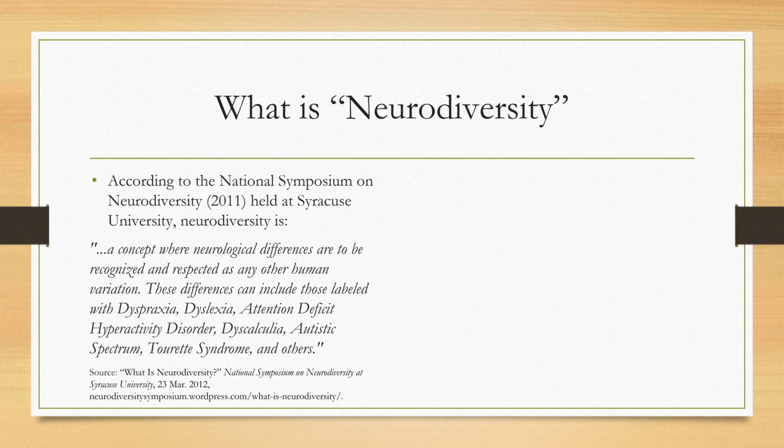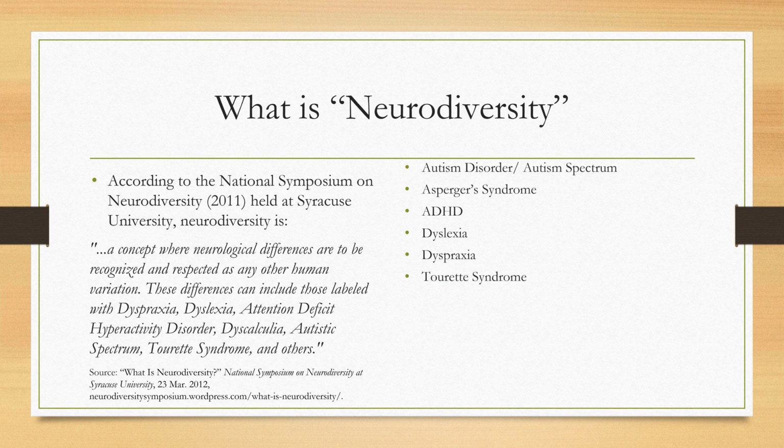I will list what these are. Autism disorder or autism spectrum, Asperger's syndrome, which is also under the autism spectrum, ADHD or attention deficit hyperactivity disorder, dyslexia, which is trouble with reading, dyspraxia, which is trouble with coordination, Tourette syndrome, which is physical and verbal tics, dyscalculia, which is difficulty in understanding numbers, dysnomia, which is a deficit in expressive language and can't say the name of things, and mental health and personality disorders: schizophrenia, depression, borderline personality disorders, etc.